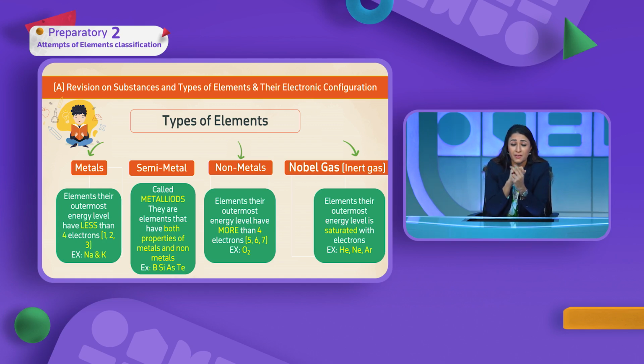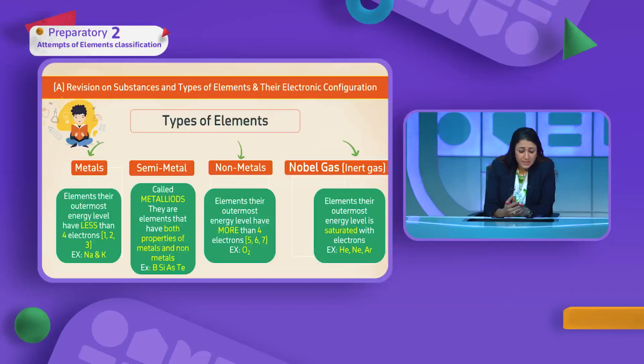Metalloids are elements that carry both properties. They have both properties of metals and non-metals. That's why we consider them semi-metals, because they are neither fully metals nor non-metals. They have properties of metals and non-metals, both together. Like who? Like boron, silicon, arsenic, and tellurium, as we see in the example here. They are 4 semi-metals. In second prep, do we keep the term semi-metal? No, we say metalloids. So they are elements that carry both properties of metals and non-metals. Let's move on.